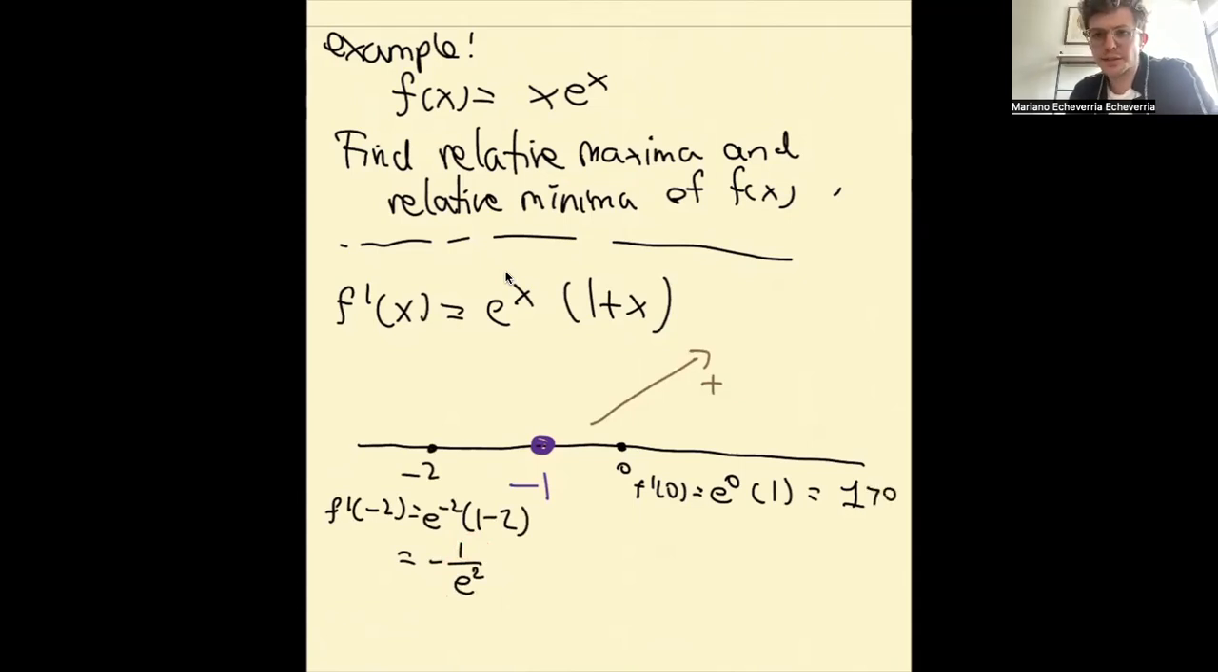And well, we don't know what 1 over e squared is, but again, the exponential is always positive. So because there's a minus in front of it, it has to be a negative value. So this has to be negative. Okay, so we're going here from negative to positive, right? Negative to positive, so that should be a relative min. Is that making sense?